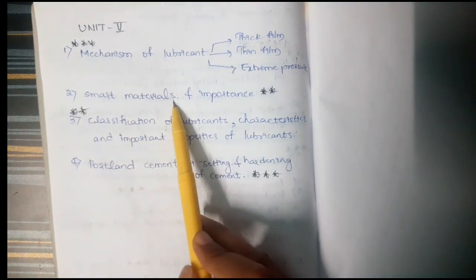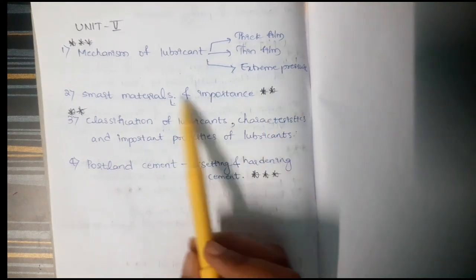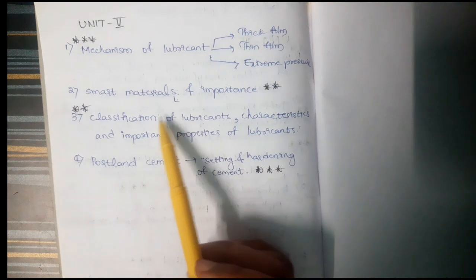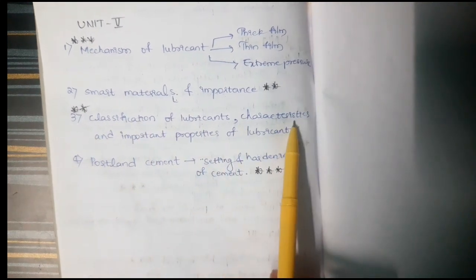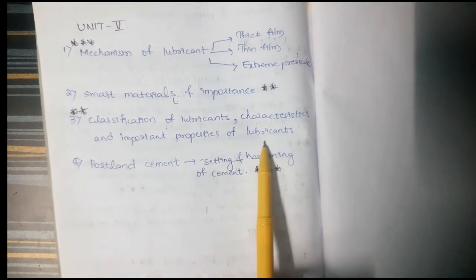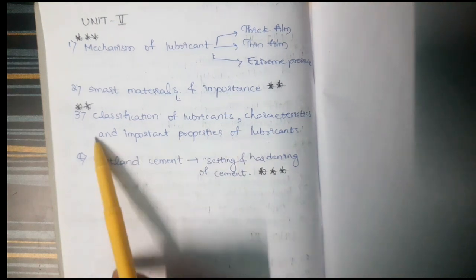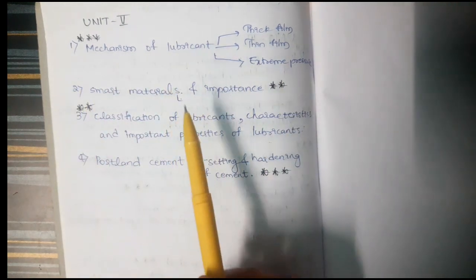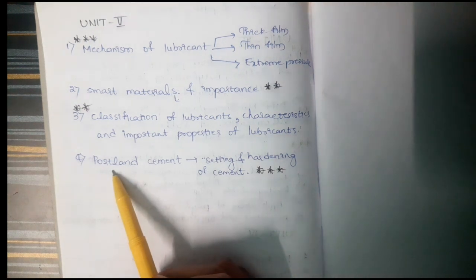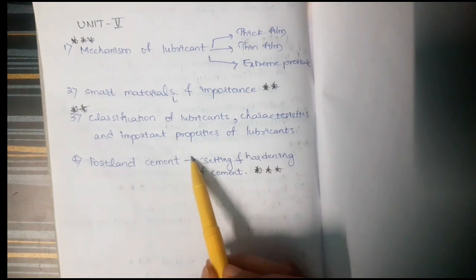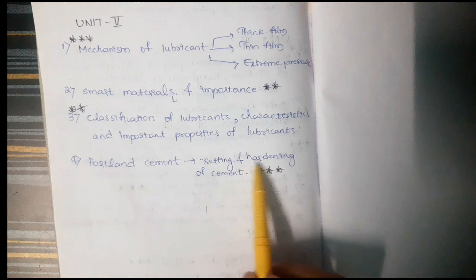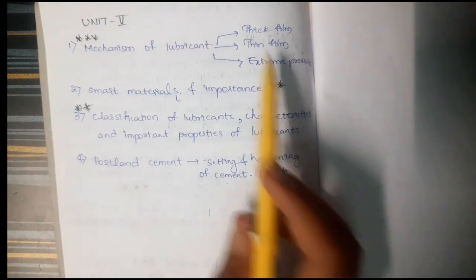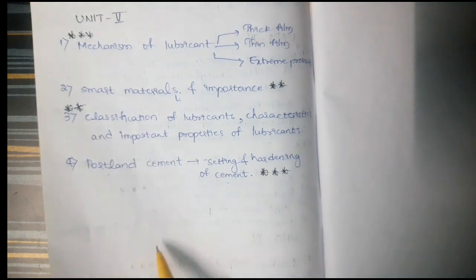Next, smart materials and importance. This is also a repeated question. It will be easier. And classification of lubricants, characteristics and important properties of lubricants. Go through this question also because you only have some topics. Just cover all these topics. Portland cement, and in this you will have setting and hardening of cement. This is a very important question, I can say, and cover all these topics first in Unit 5.